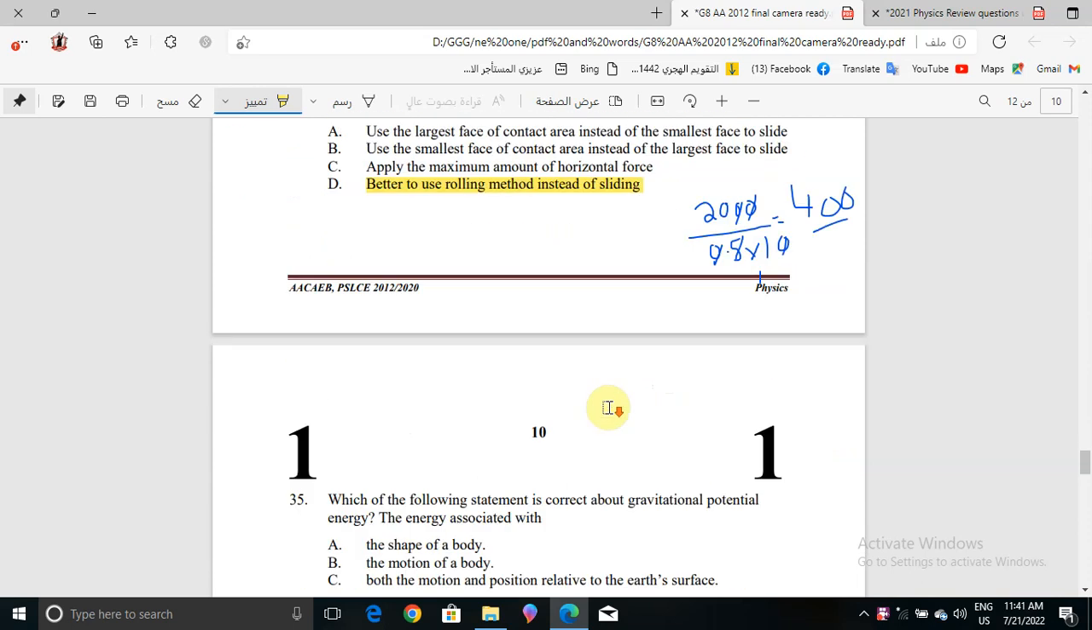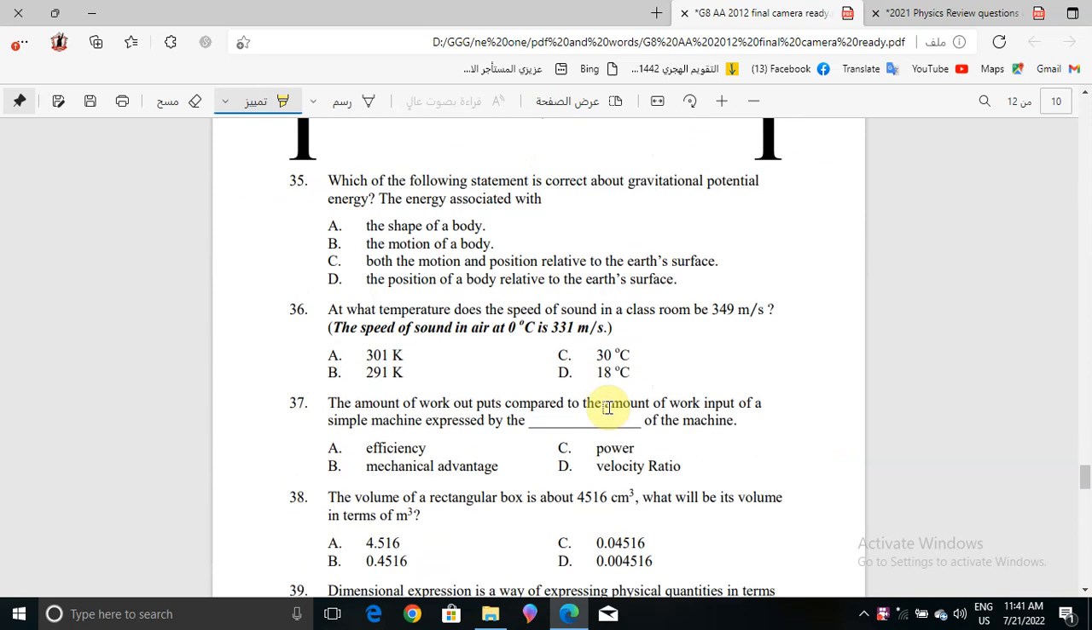Now question number 35, which of the following statements is correct about gravitational potential energy? The energy associated with what? The shape of a body, the motion of a body, both the motion and position relative to the earth's surface, or the position of a body relative to the earth's surface? Here the correct answer will be the position of a body relative to the earth's surface.